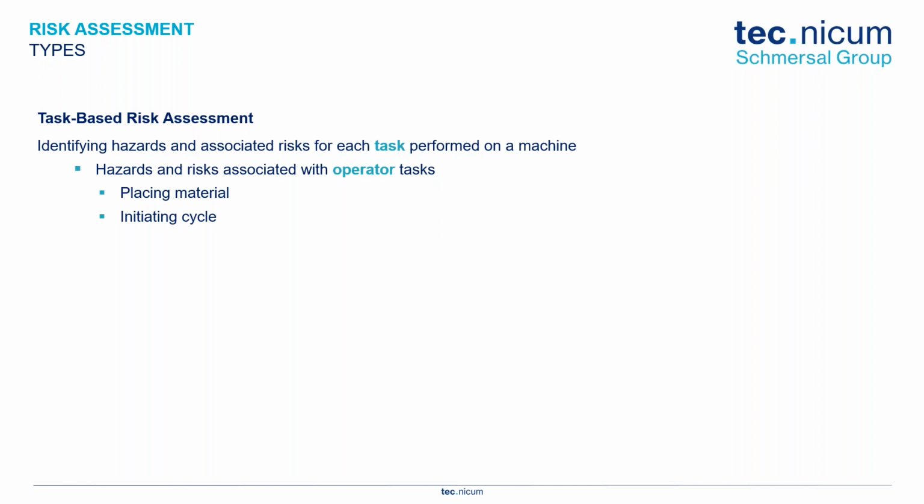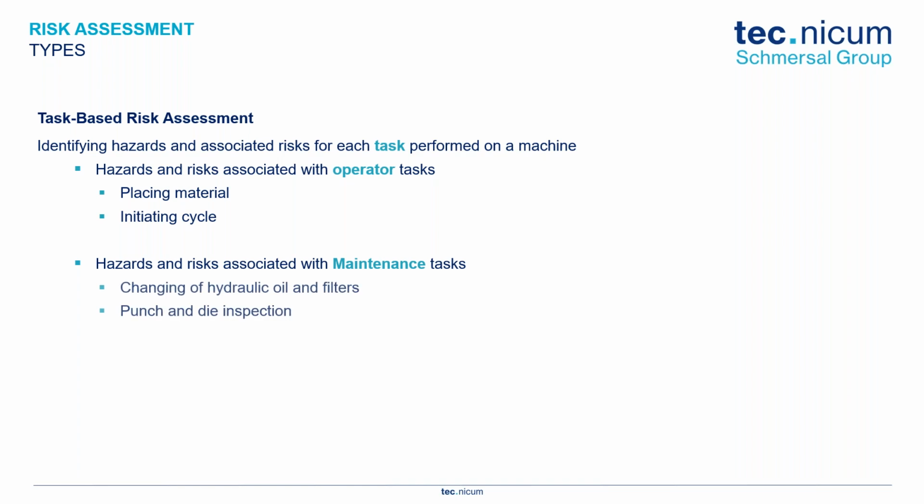So let's look at the operator task, and we look at the hazards and the risk associated with these tasks. Same thing for other personnel on this machine, so maintenance tasks, right? Look at those, and we say, okay, what are the hazards and risks associated with it? Changing some hydraulic oil filters, punch die inspection, what are the PMs that they have to do? Because this is often overlooked as well.